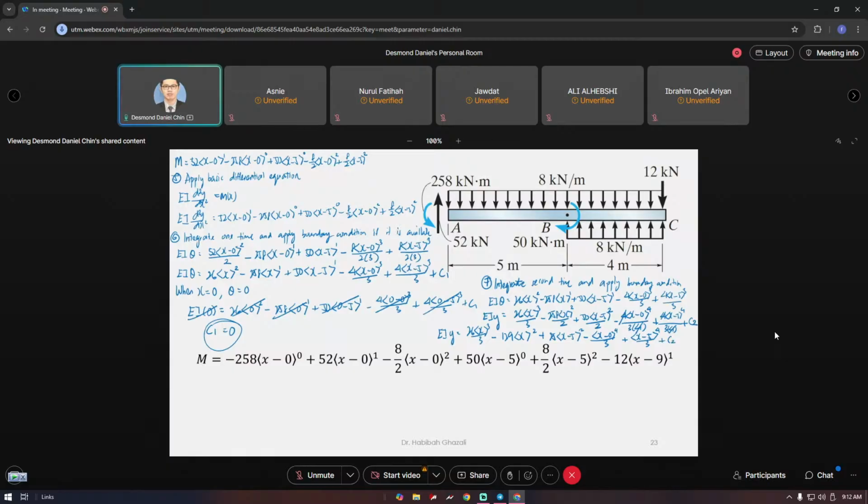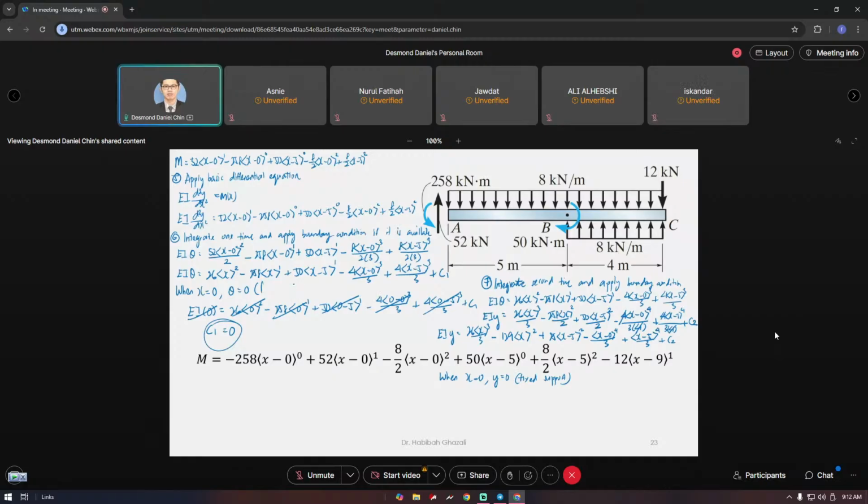Did I get right so far? I didn't do any mistake, right? Okay. So I have another boundary condition for this case, which is y. So when x equals 0, y equals 0. This is due to the fixed support. This is also due to fixed support.